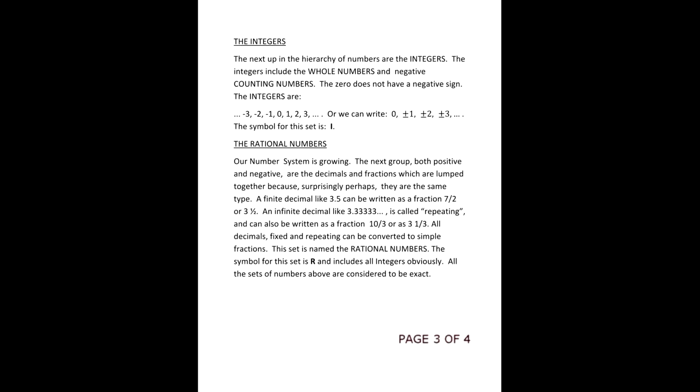All decimals, fixed and repeating, can be converted to these simple fractions. This set is named the rational numbers. The symbol for this set is capital R and includes all the integers that we talked about earlier, obviously. All the sets of numbers above are considered to be exact.